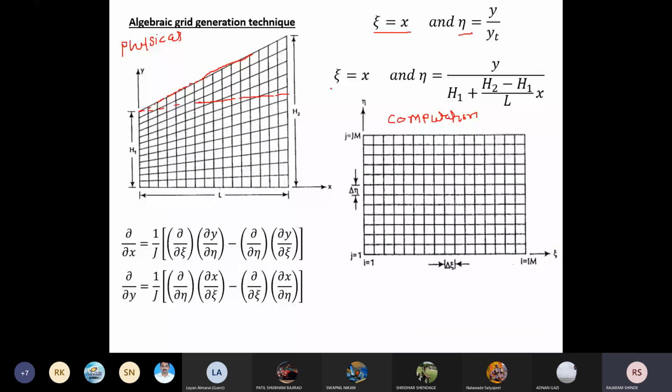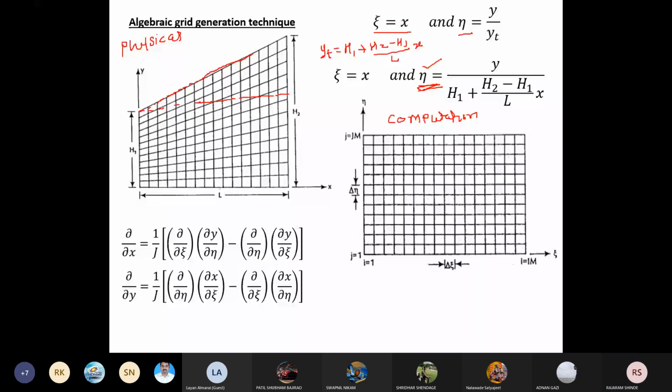Now yt is the top boundary. Now how we can write that top boundary? Top boundary we can write like this, you can see here, yt is equal to h1 plus h2 minus h1 divided by L into x. If you write this top boundary, your equation for this independent variable in computational domain will be formed like this, because yt we have replaced by h1 plus h2 minus h1 into x.